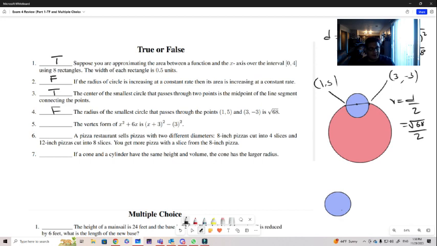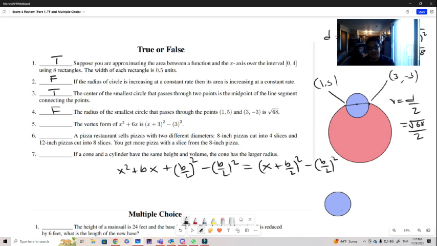Now, question number 5 is about the vertex form of x squared plus 6x. Remember that this is the vertex form of the completion of the square, which is what we use when we want to find out the equation of a circle by completing the square. Remember the process of completing the square: we have x squared plus bx, and then to complete the square we add and subtract b divided by 2 squared. And so we fold this out, and this is x plus b half squared minus b half squared. Okay, this is the perfect square.